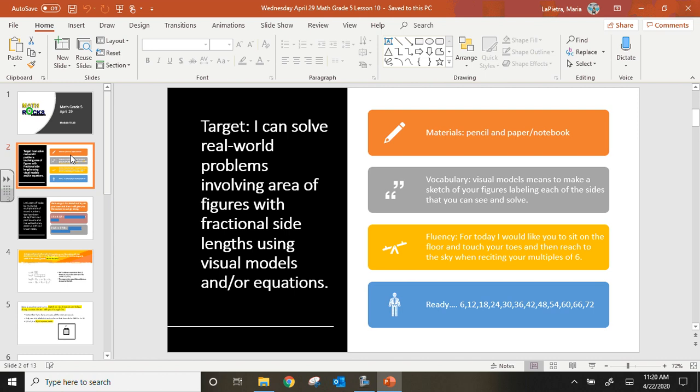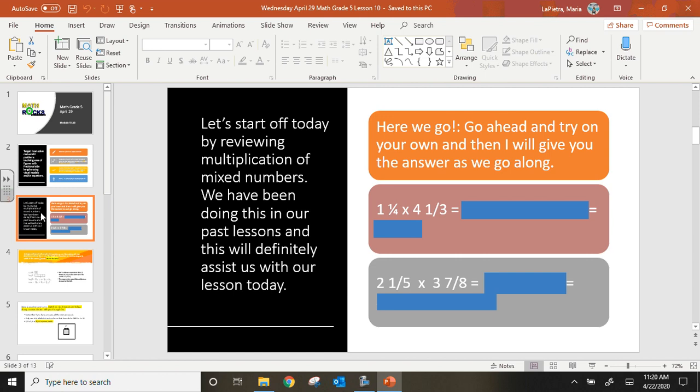As you can see by now, knowing your multiples is an extremely good thing to know, because when we're changing mixed numbers to improper fractions and the reverse, we're always using multiplication, especially with these fractional models. So let's start off today by reviewing multiplication of mixed numbers. We've been doing this in our past lessons, and this will definitely assist us with our lesson today.